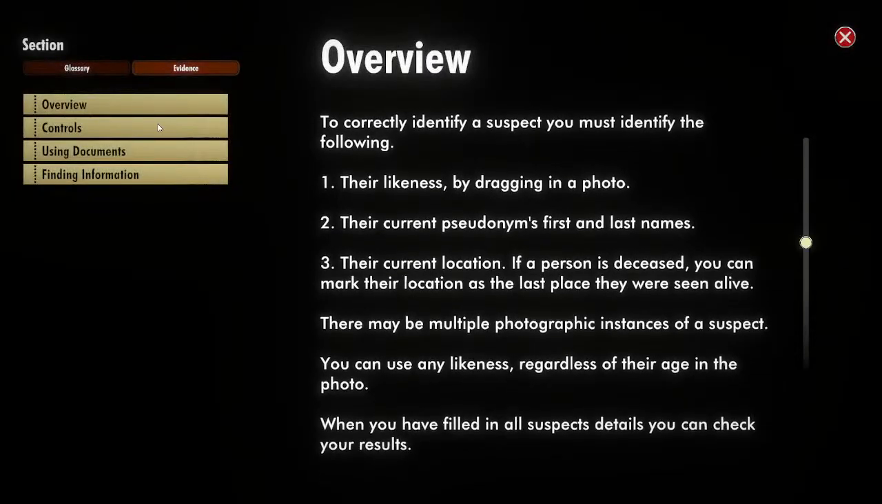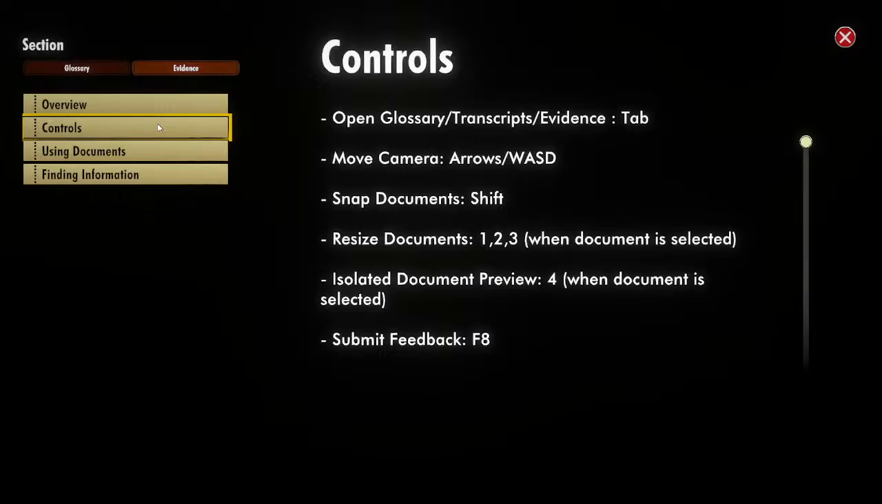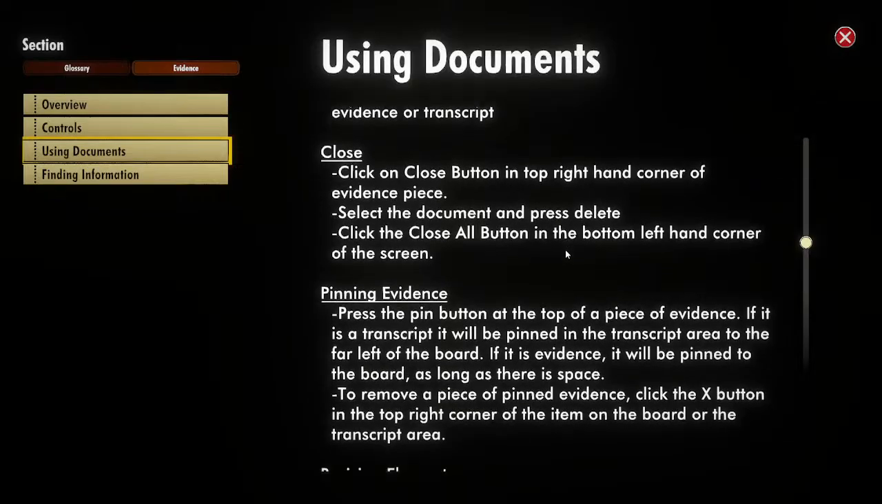Overview. So we've got that. We know the controls. Snap documents. No one taught me how to snap a document. What's that even mean? 1, 2, 3. Isolated document preview. This probably is useful, but I don't know if I'm going to remember all that.